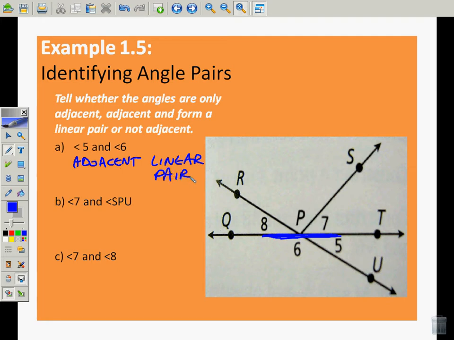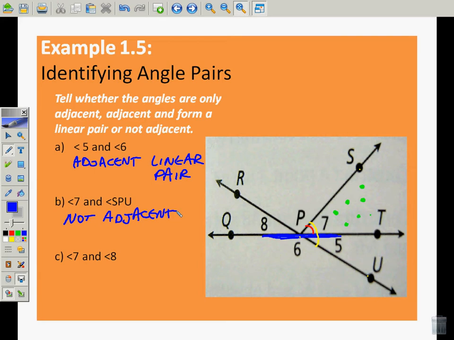Angle 7. So here's angle 7. And what is angle SPU? Well, SPU goes like this. So angle 7 is inside of SPU. Well, notice what that does for us. Don't we have some points in here that are shared between SPU and 7? And remember, we can't have adjacent angles that share points. And so these are going to be not adjacent because they share common points. They're not adjacent because they share common points.